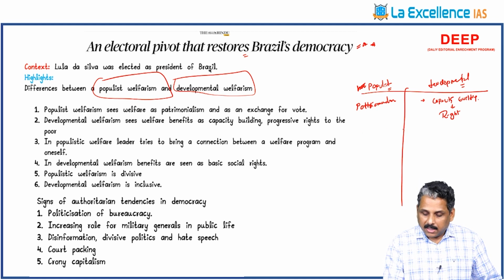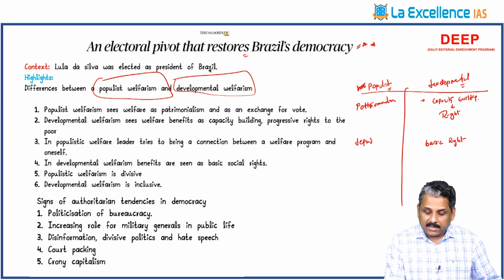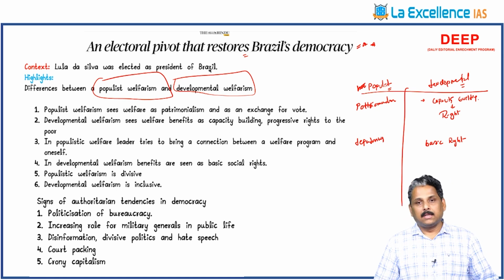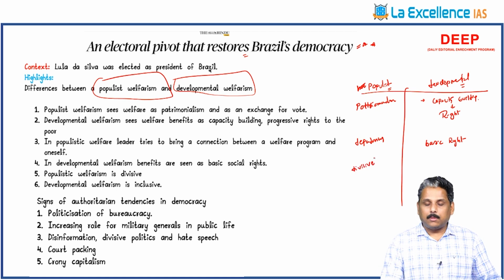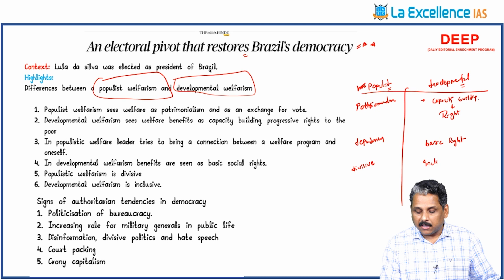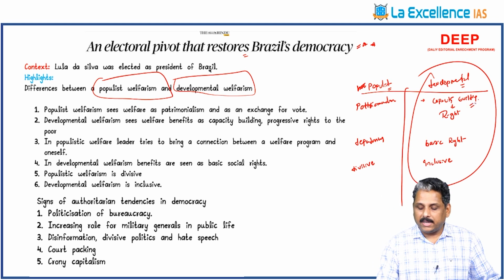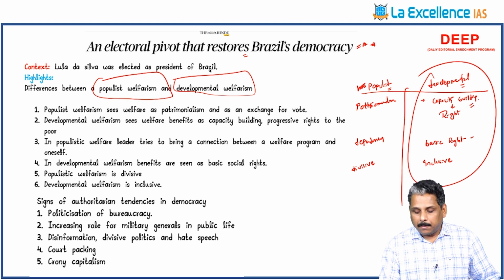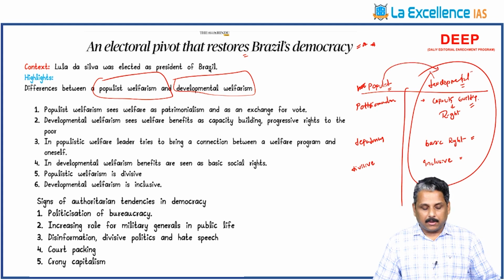So the rights-based approach is an important aspect of developmental welfarism. In the case of developmental welfarism, we see welfare as a basic right. And populist welfarism is to create a dependency on the government. More or less, people are looking towards the leader for the various welfare benefits. This is divisive. It is offered to the people who are loyal to the leader rather than those who are eligible. Developmental welfarism is inclusive. What is required today in India is developmental welfarism, which is meant to create capacities, which considers the people as rights holders, and which is progressive and inclusive. So, we have to replace populist welfarism with developmental welfarism.